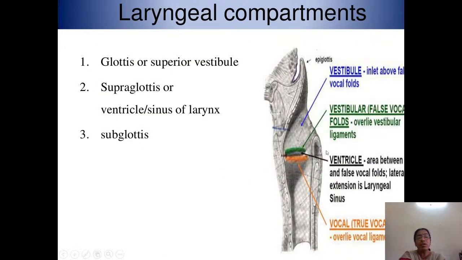Now coming to the interior of the larynx, before going to the muscles. Interior of the larynx means when you cut open and see the larynx inside, what you can see? You can see two folds, the vestibular fold and the vocal fold. Because of these two folds, the interior of the larynx is divided into the vestibular part, the ventricle part and the subglottic part. It is also called the supraglottis, the sinus of the larynx and the subglottis.